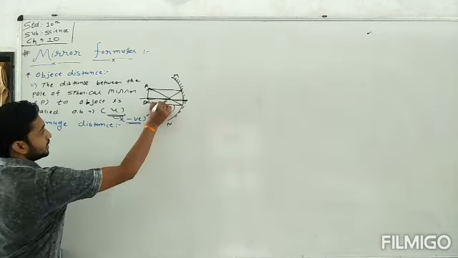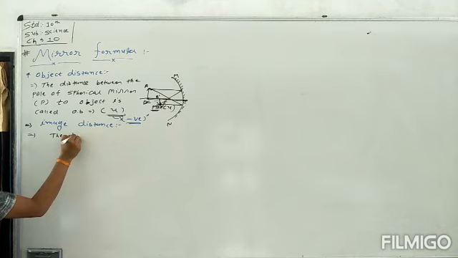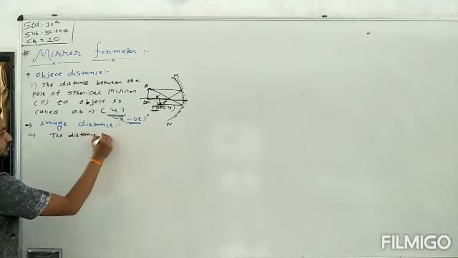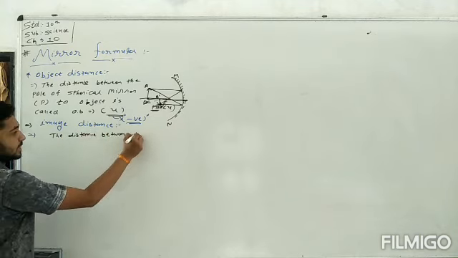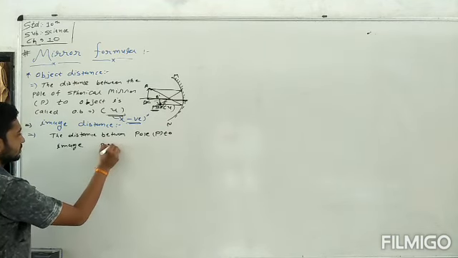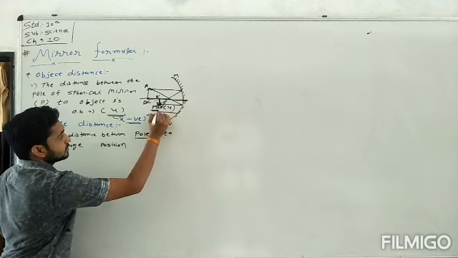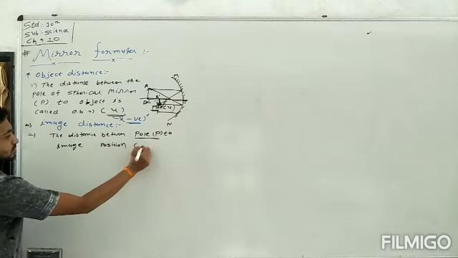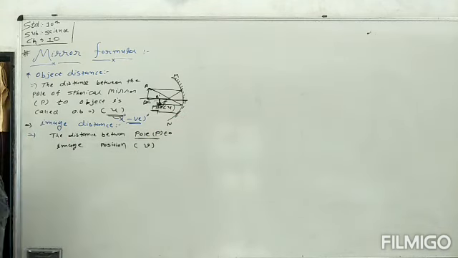The distance between pole P to the image position, like here where the image is formed. This distance is called image distance, which is denoted by small v.